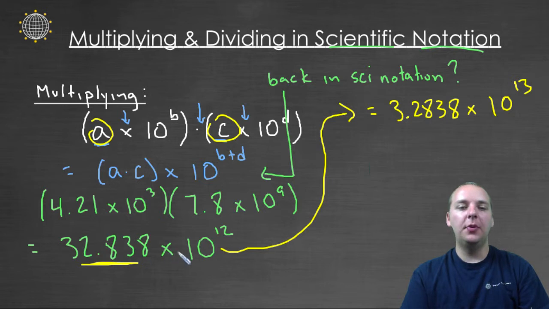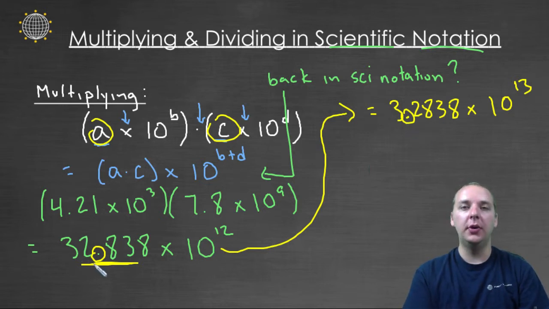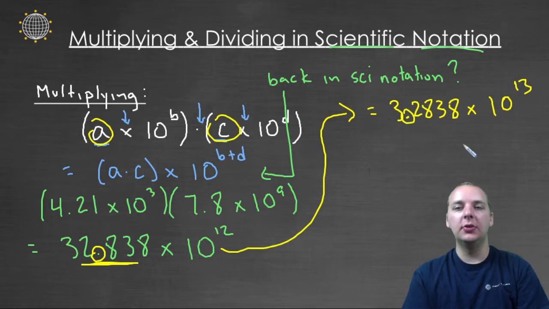To get this number not written in scientific notation, we'd have to move this decimal place 12 units to the right. We understand that. But because this one is one decimal place farther, we'd actually have to move 13 places to the right. One place just to catch up with where it was, the 32.838, plus an additional 12.